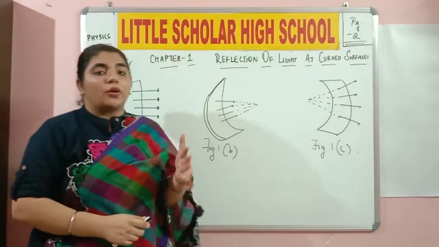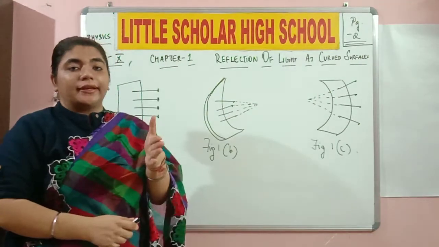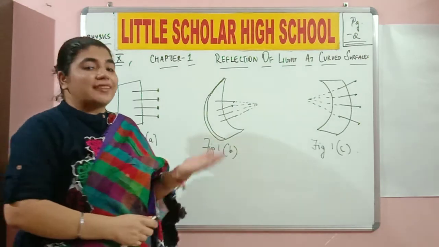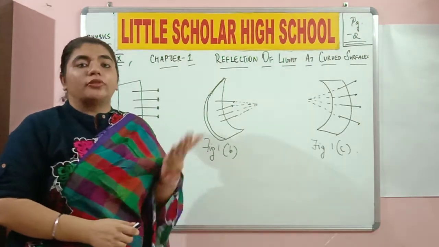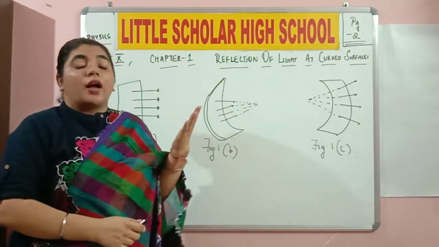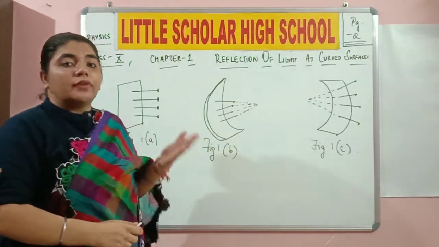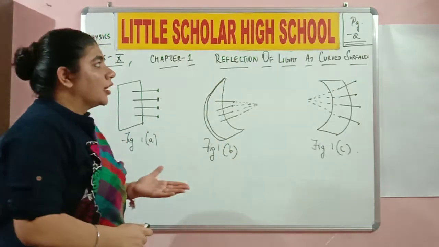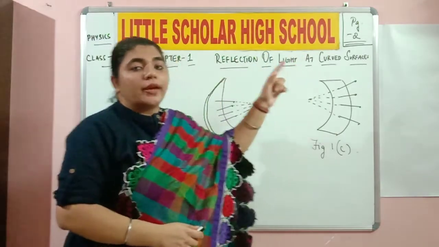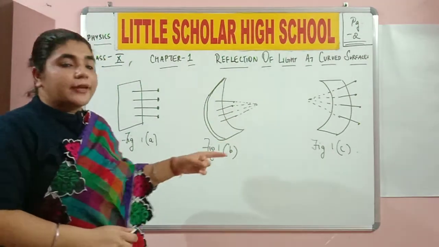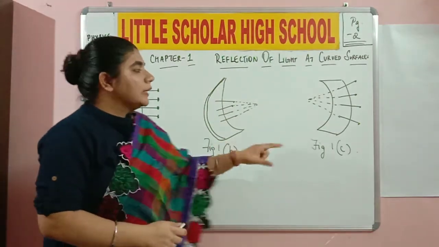So we were talking about how the perpendicular line in a plane mirror is nothing but the normal ray. To understand how to draw normal rays for curved surfaces, and how to draw the incident rays and reflected rays for curved surfaces, we need to go through a certain activity. We are on page number 2 and I hope you have opened your textbook and you're looking at these three figures: figure number 1A, 1B and 1C.